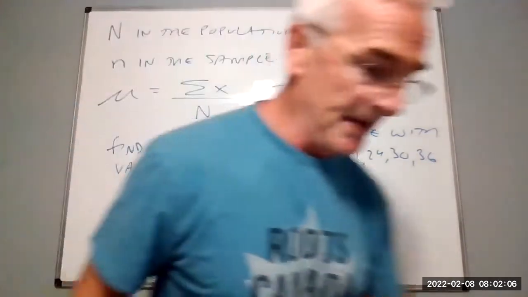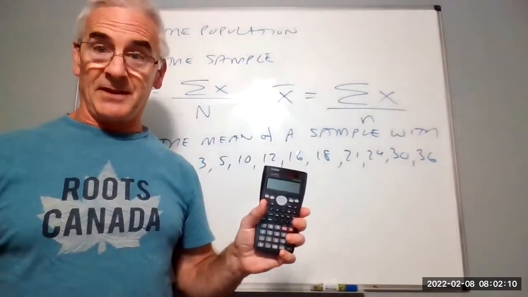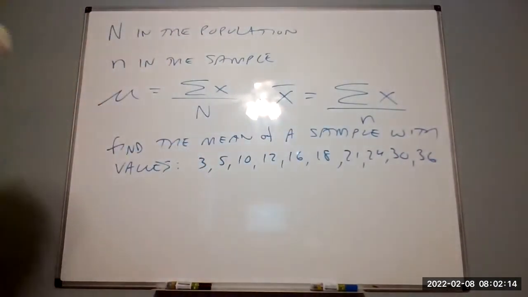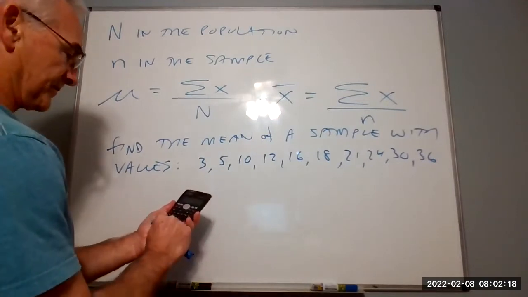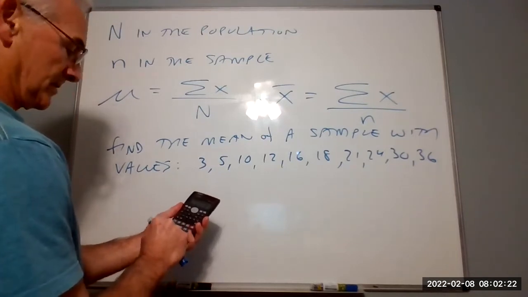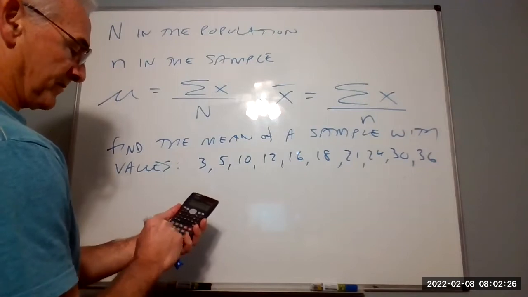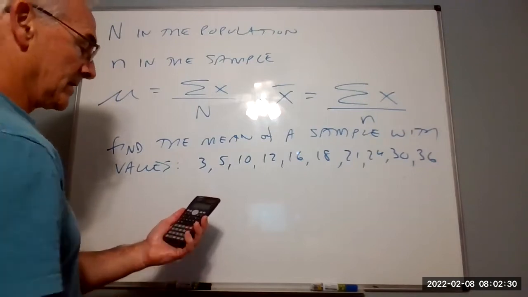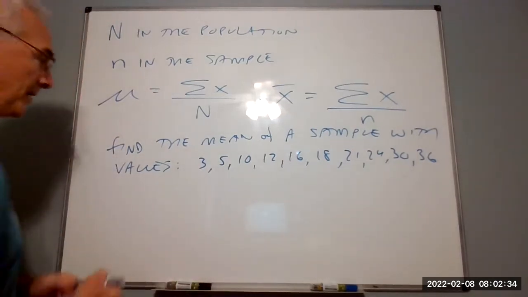So the first thing we have to do, we got to add up the numbers. You can do this in your head, but it's more practical to use a calculator. So what is the sum of all my values? Well, let's do it. So 3 plus 5 plus 10 plus 12 plus 16 plus 18 plus 21 plus 24 plus 30 plus 36. When I added all these up, I got 175.